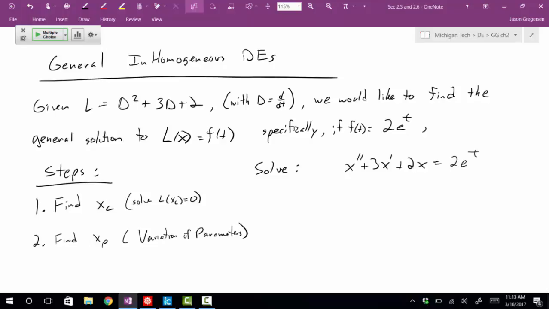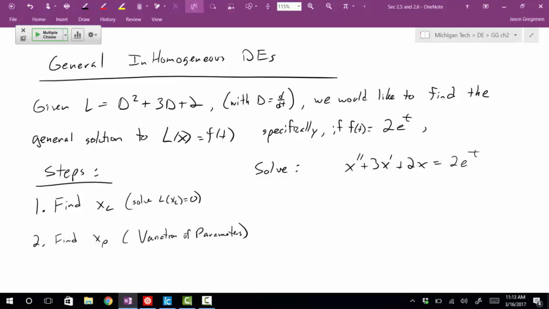So, given this operator, I'm defining my operator L, that is D squared plus 3D plus 2. That D is just the differential operator. It means take the derivative of whatever is in front of it. I'd like to find the general solution to L of x equals f of t. That's just a linear operator way to write out my differential equation. Okay? I want to be very specific, so I'm going to actually give you an f of t. f of t is equal to 2e to the t.